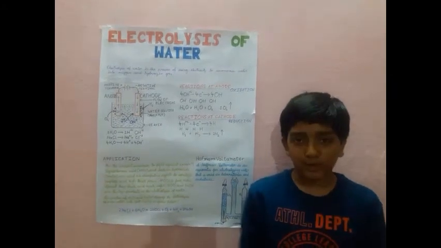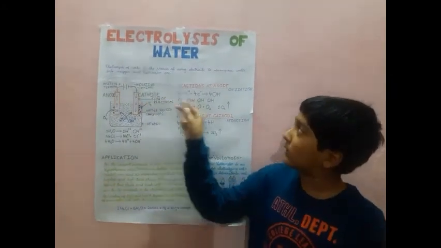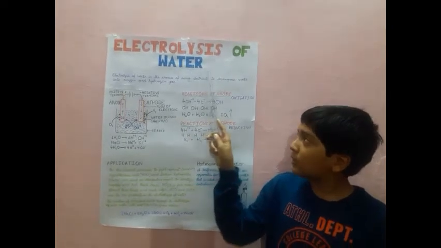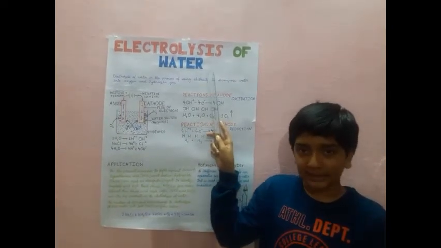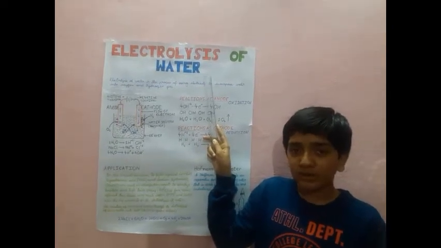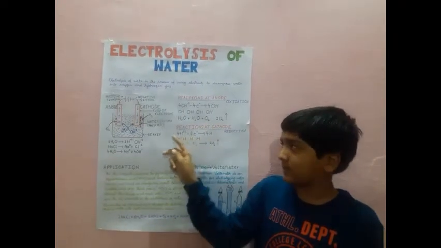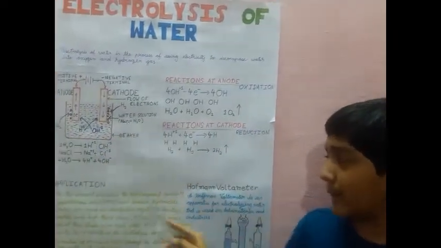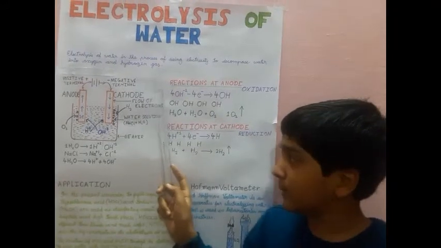In my science project, I am going to tell you about the electrolysis of water. Electrolysis of water is the process of using electricity to decompose water into oxygen and hydrogen gas. This is a diagrammatic representation of the electrolysis of water.